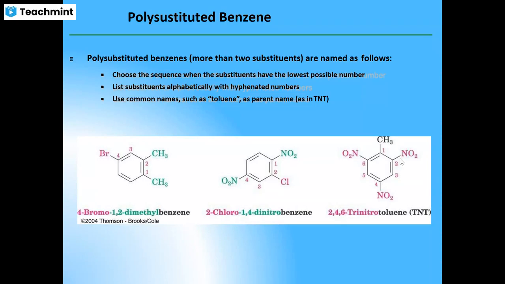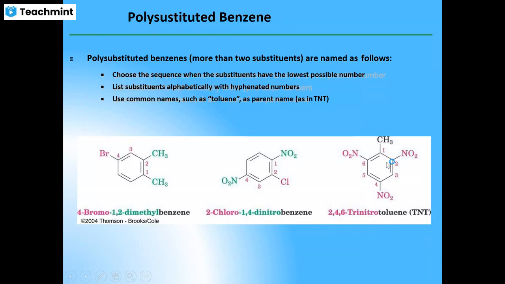So the nitro groups get positions second, fourth and sixth. Here in this case, a CH3 group is present on the benzene ring, so we can use common names also. What will be the name of this one? CH3 present on benzene would become methyl benzene, and the common name of this compound is toluene.